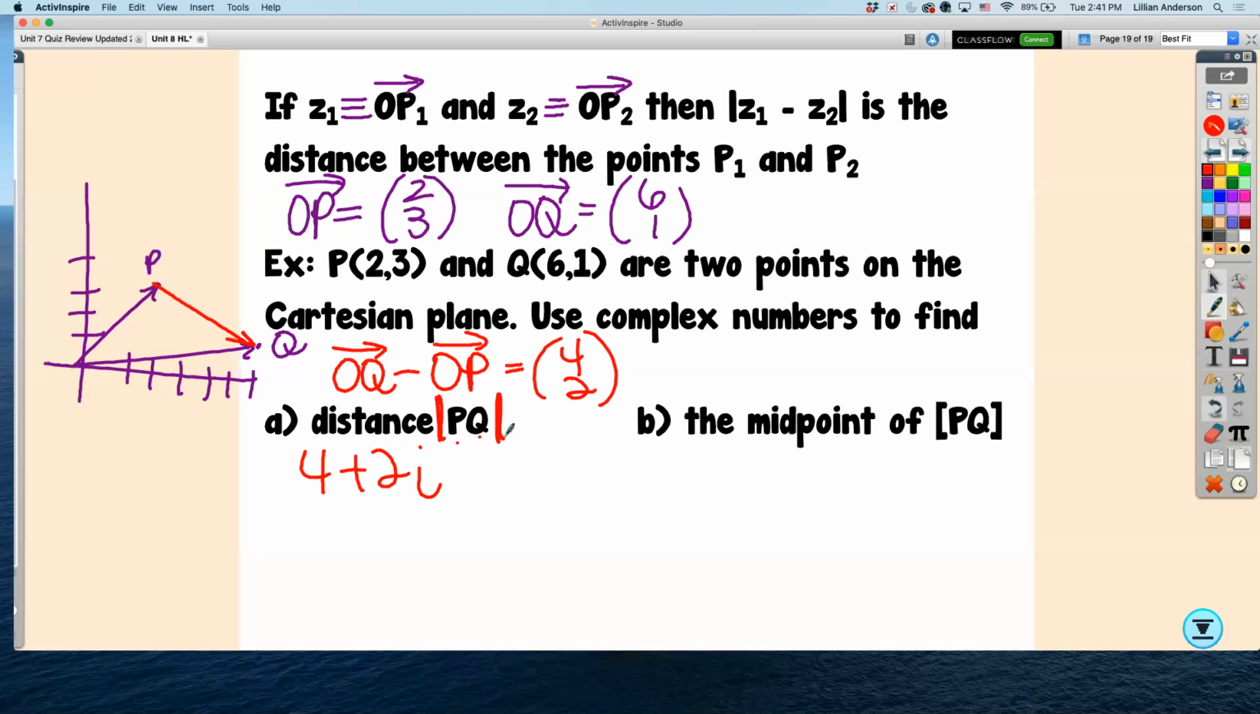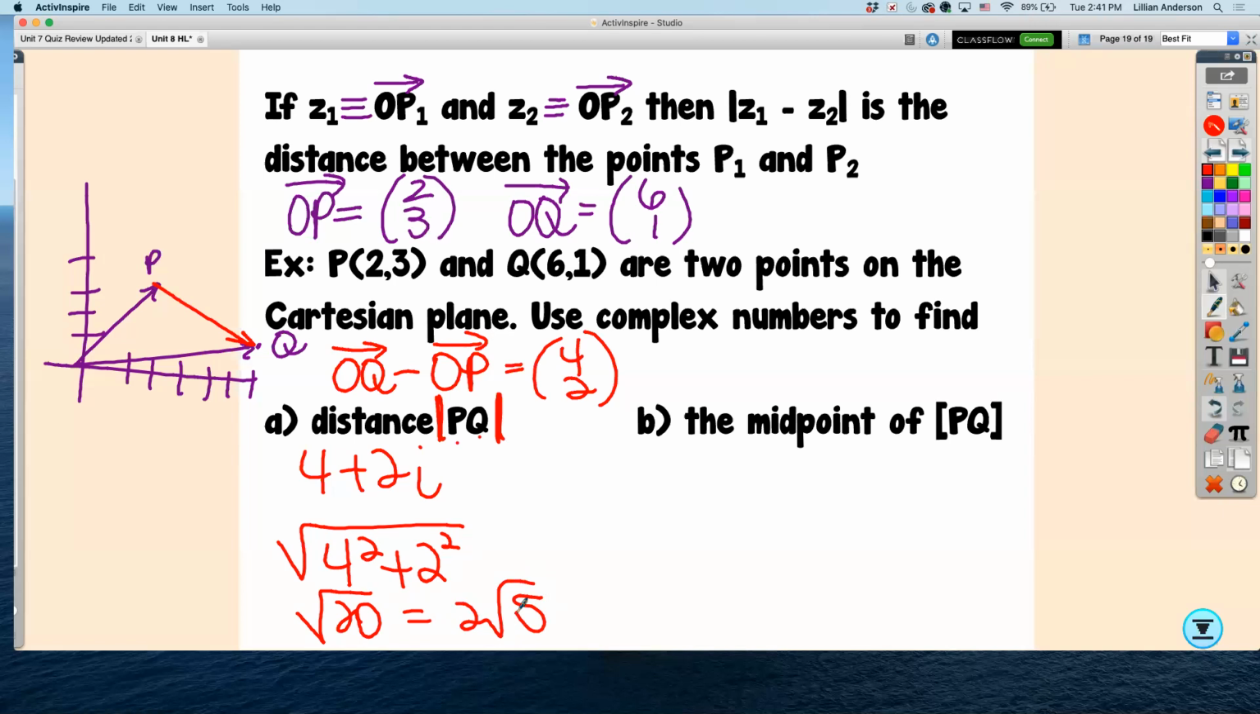What's the formula? Square root of a squared plus b squared. What's 4 squared plus 2 squared? Square root of 20. How's that simplify? 2 root 5. So then that'll be my distance. That'll be my modulus of that respective complex number, 4 plus 2i.